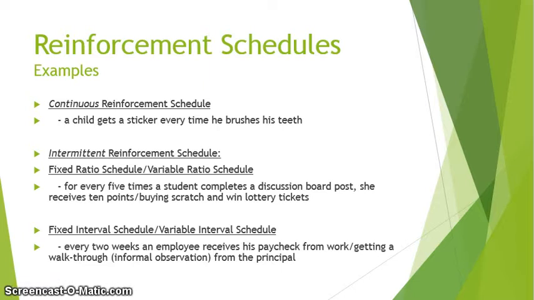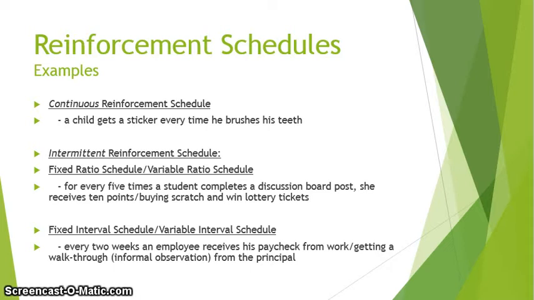The variable ratio schedule, an example of that is buying a scratch off and win lottery ticket. You could scratch it off the first time and win $5, but you could scratch it off the second time and win nothing. It might take you another 10 times before you win something, and then it might take you another 50 times before you win something, so that it varies. You're not sure when that reinforcement is coming.